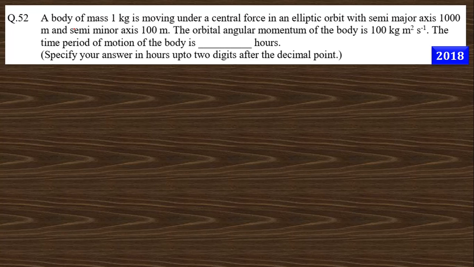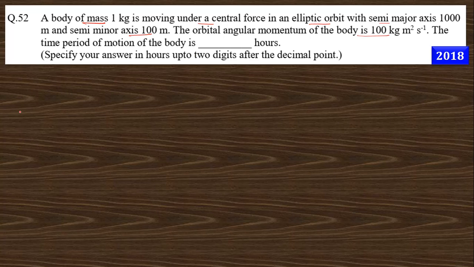So a body of mass 1 kg is moving under a central force in an elliptical orbit with semi-major axis 1000 and semi-minor axis 100. The angular momentum of the body is given. The time period of motion of the body is what you need to know.